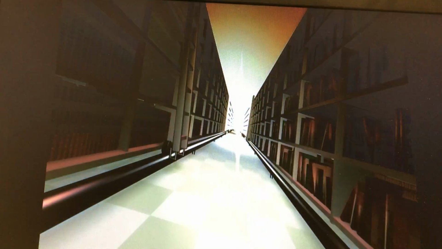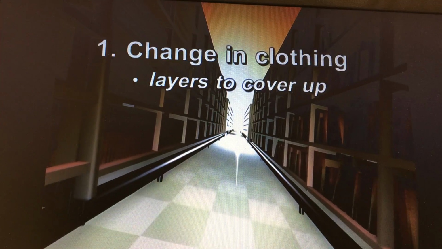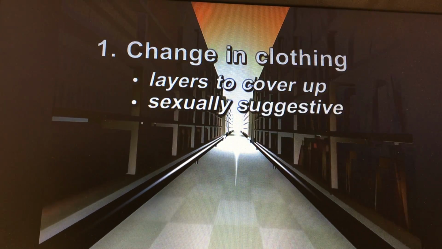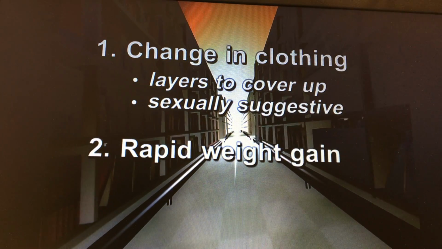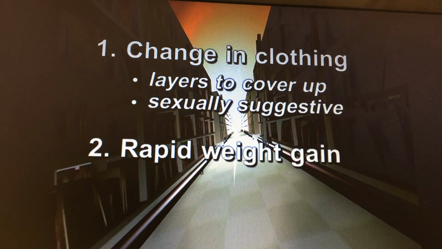These are the giveaways. Number one, there'll be a change in clothing. They'll either wear lots of clothes to cover up, or they'll be very sexually suggestive clothing. Number two, there's often a shift in weight. Very, very rapid weight gain. I'm talking 50, 60 pounds in a 3-4 month period.